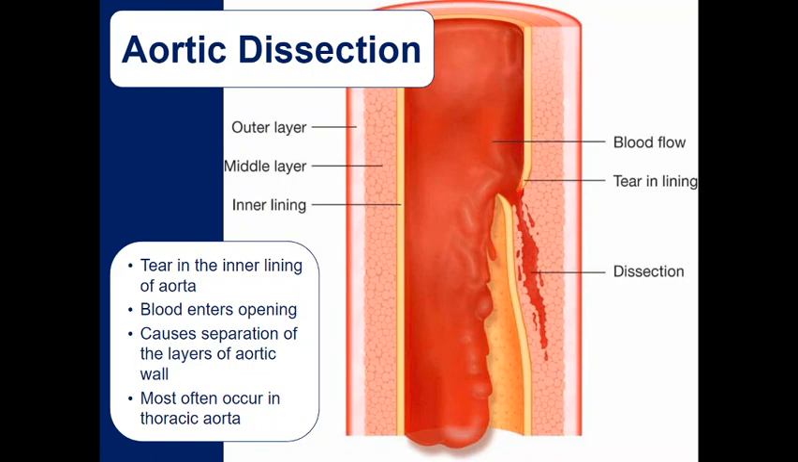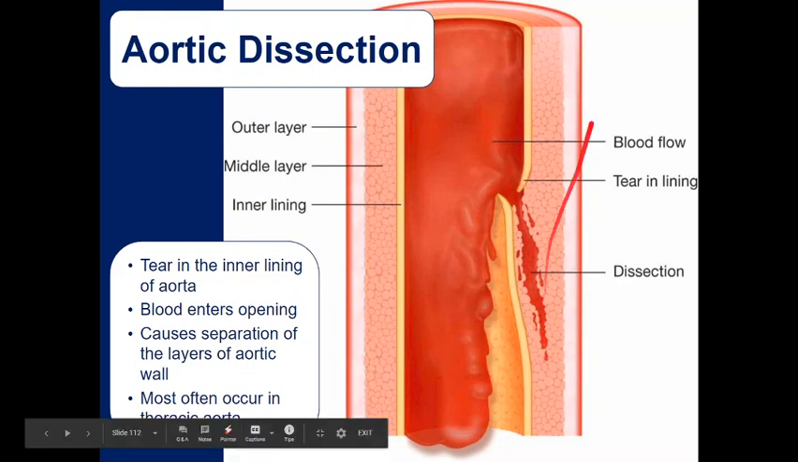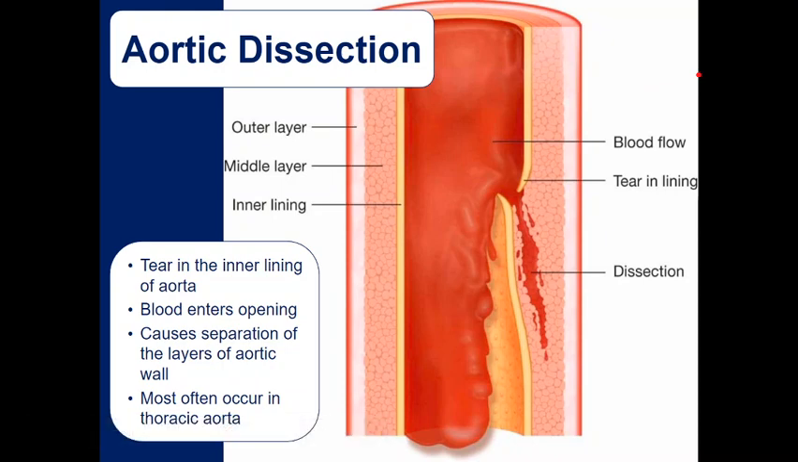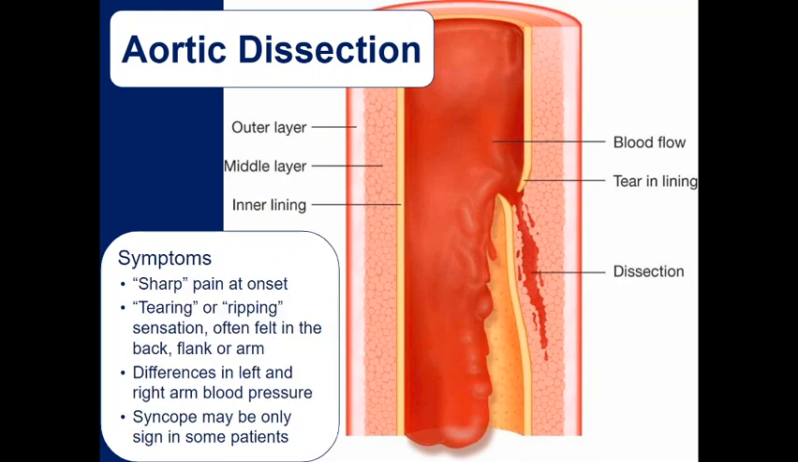So if there's a tear in that layer, you can actually bleed into the arterial wall itself. All right, and that causes a separation of the wall. This most often occurs in the thoracic aorta. The pain classically is called sharp, tearing, ripping pain. Because it's in the thoracic part of your aorta, they may have pain in their back or their arms. It can actually propagate down into the abdomen, so you can have flank and belly pain too.